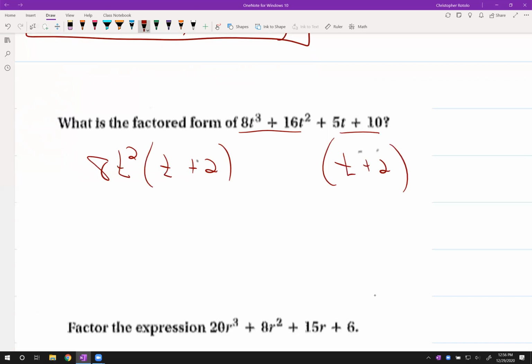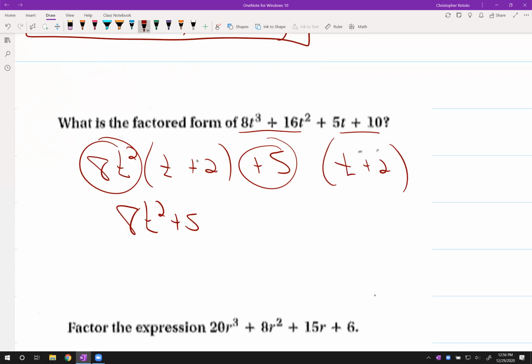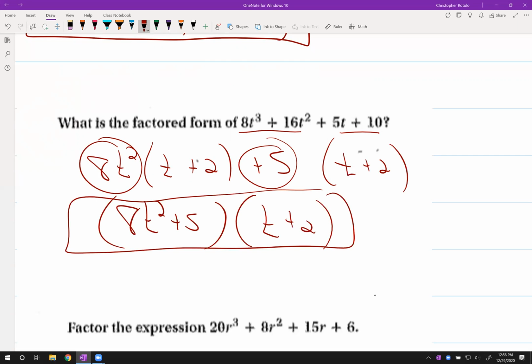All right, so the GCF here is 5. So how do we write my answer? GCFs go together: 8t squared plus 5 and t plus 2. All right, there's no GCF of my GCFs, so we're in good shape.